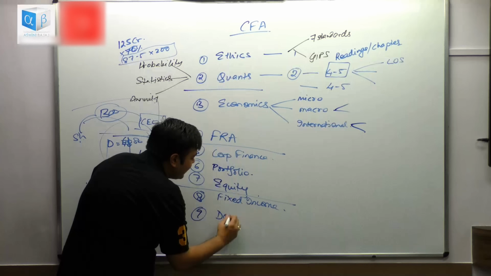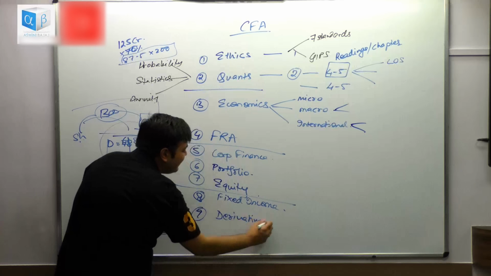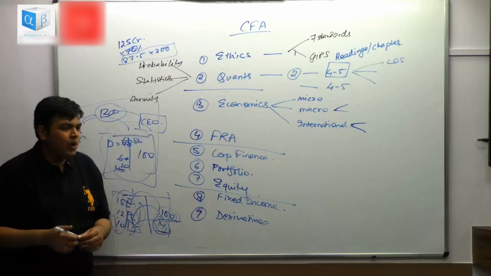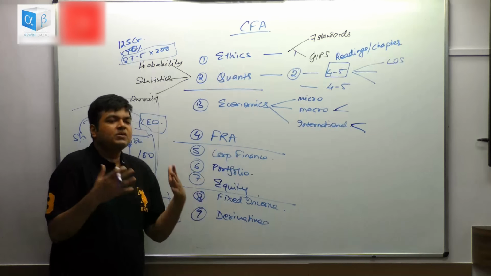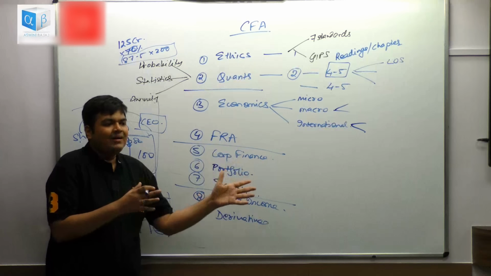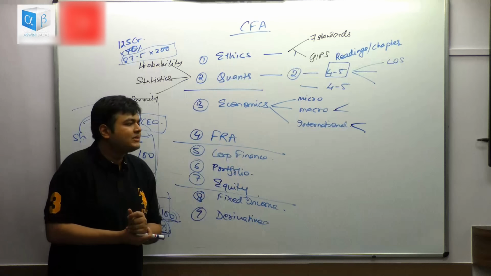Nine is going to be your derivatives. It's a very small subject that has been given in level 1. Level 2 and level 3 have a little more extensive content on this. Now suppose you're scared that there will be a fire and therefore I'll have a lot of losses at my factory.